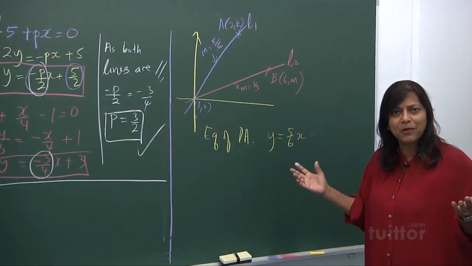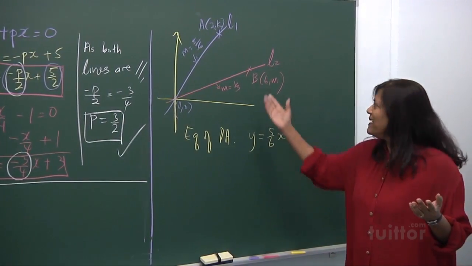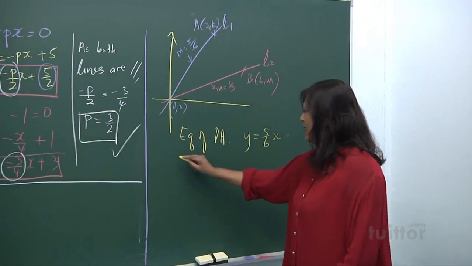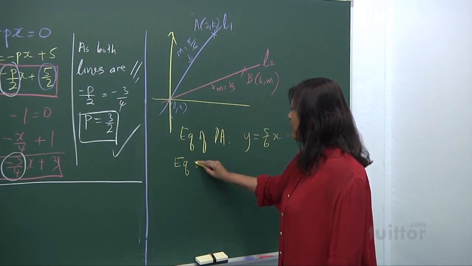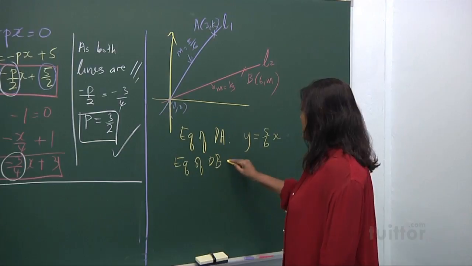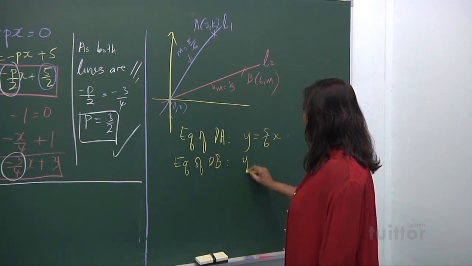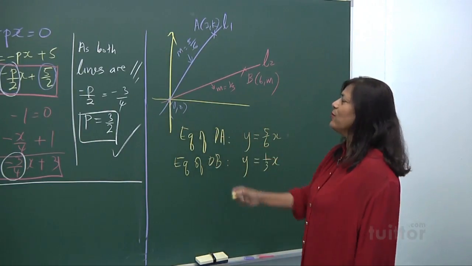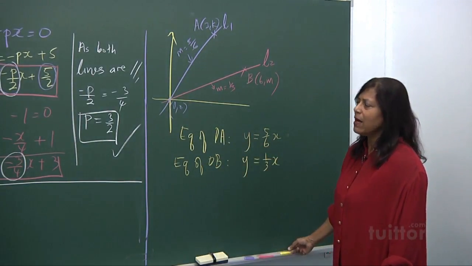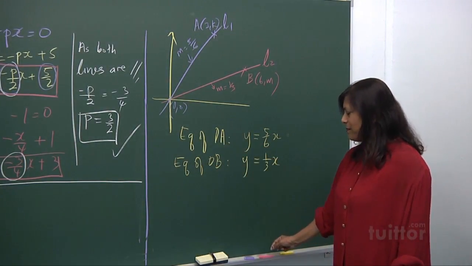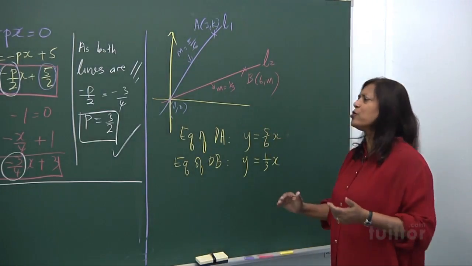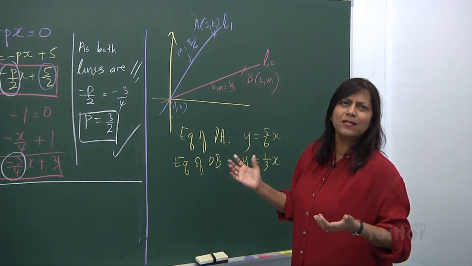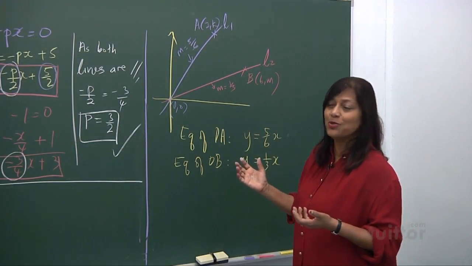Now what about the equation of OB? Isn't it the same story? The equation of OB is y = 1/3 x. There's no c intercept. Having got this mental picture, do you see it is so visual? You can get the answer straight away. That's one of the important things I urge you to do.